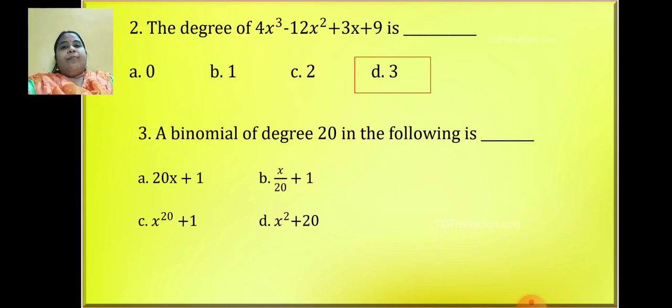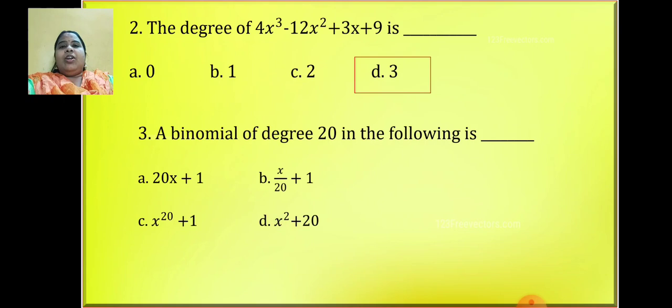So out of this, which one is a binomial? First thing, binomial I want. All are binomials. Okay? But what is the condition that I want? It should be of degree 20. Means x should be raised to 20. So this is 20x. X is not raised to 20. It is x upon 20. Still x is not raised to 20. Just see here. X raised to 20 plus 1. Is this a binomial of degree 20? Yes. Even this is not. It is a quadratic binomial.